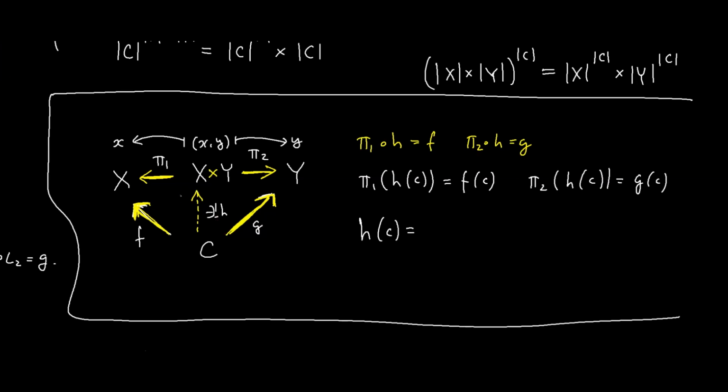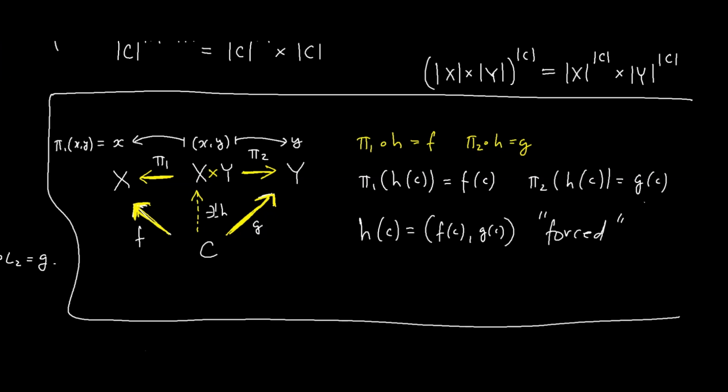Now, pi 1 is the first coordinate of that ordered pair, isn't it? This is what pi 1 does. It maps an ordered pair to its first coordinate. So this equation is telling us that the first coordinate of this ordered pair is f of c, doesn't it? In a similar way, the other equation is telling us that the second coordinate of the pair is g of c. So this equation is forced by these equalities. So for sure we know that there is at most one h, but is there at least one h?